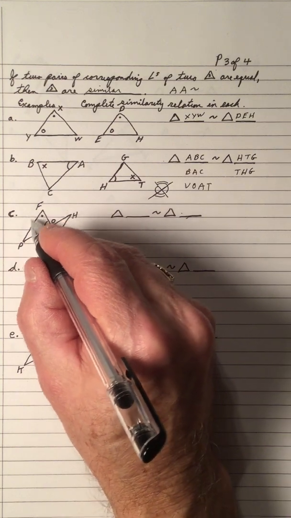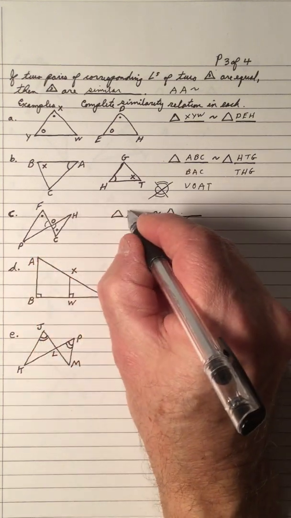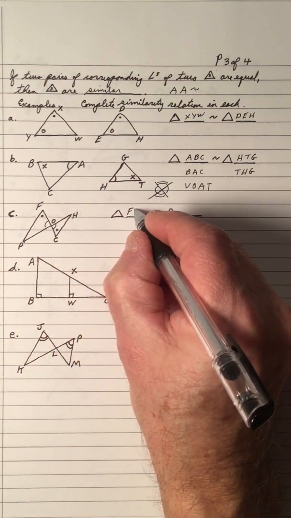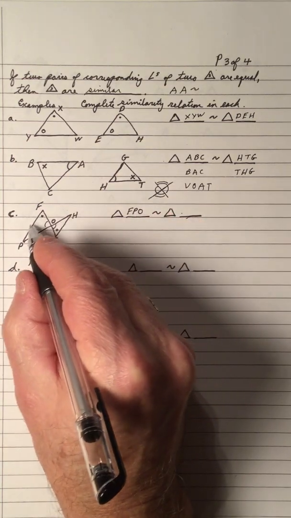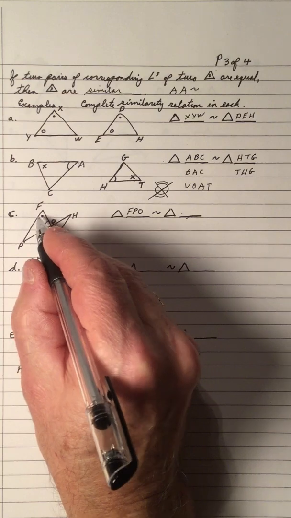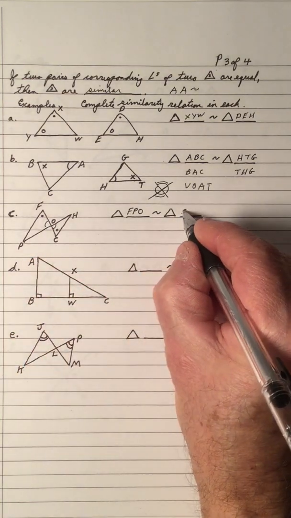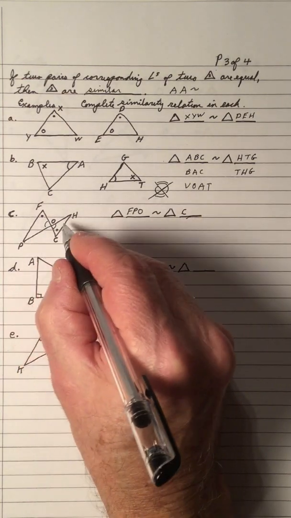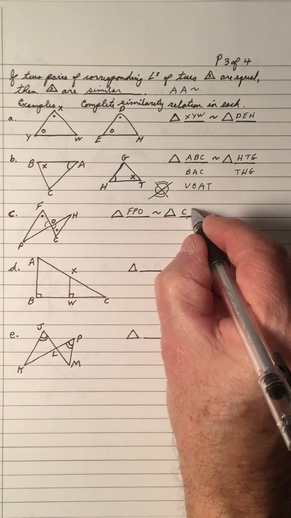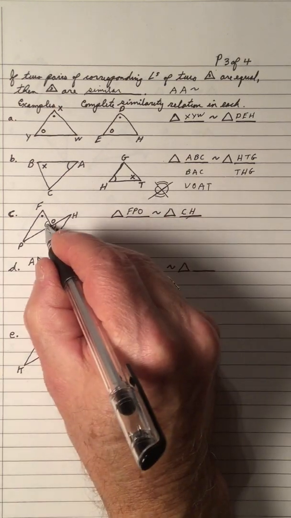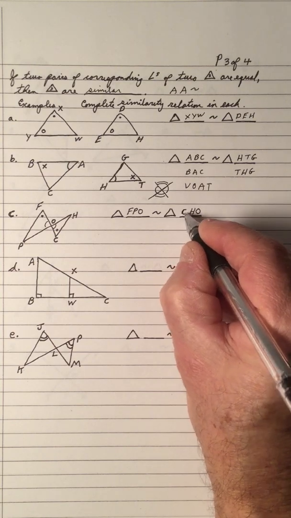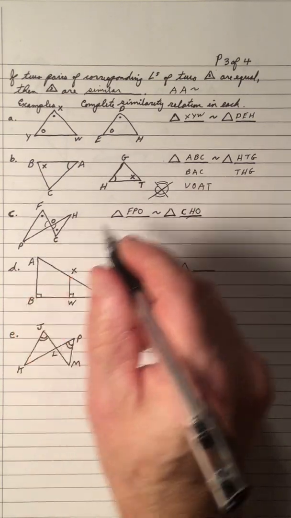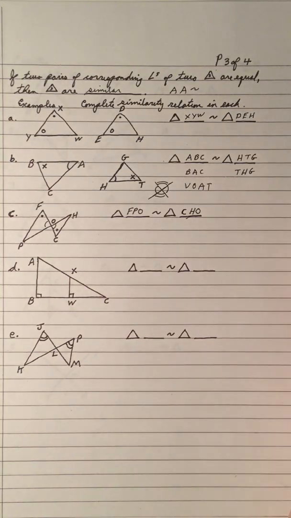So if I write down one triangle, it makes no difference. If I write down F, P, O, F goes with C, P has got to go with H, because the O is equal to the O in each triangle. Normally, if you have two angles equal, those are the ones you probably write down first and leave the third one after.